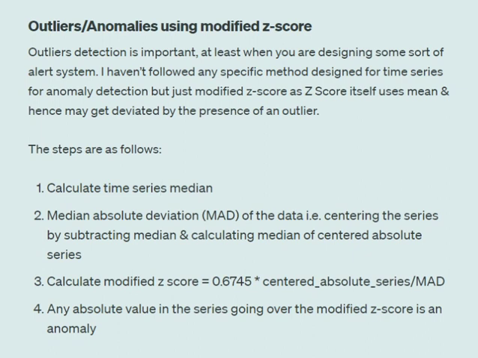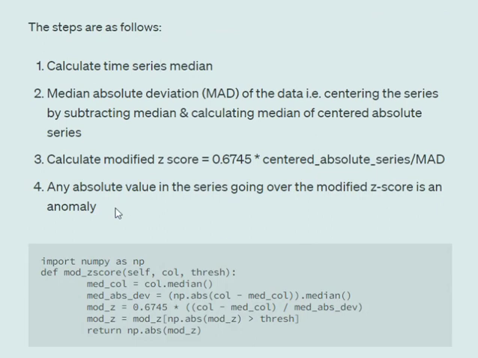Now the third part would be calculating the modified z-score for each sample. So what is the formula? 0.6745 times the centered absolute series, as we calculated in the second step, upon MAD, the median absolute deviation, that we calculated by taking the median of the absolute centered series. Now, the modified z-score for any value which goes over the threshold will be taken as an outlier.